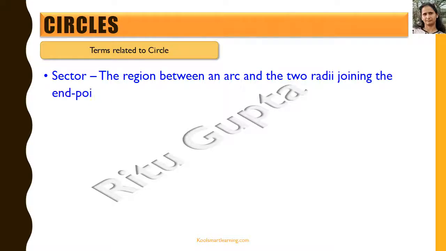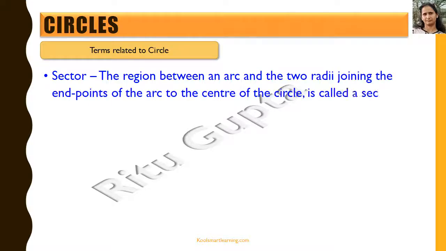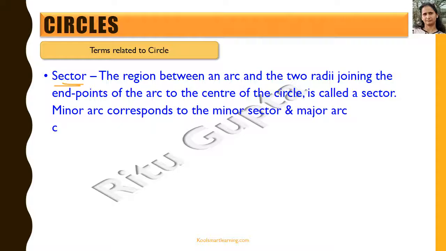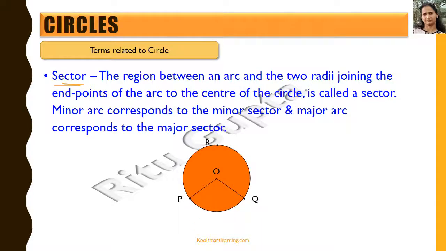Now we have another term called sector. What do we mean by the sector? A sector is a region between an arc, say for example in this figure the arc PQ, and the two radii joining the endpoints of the arc. The endpoints of the arc are P and Q. If we join these two points separately with the center of the circle, which is O, we get OP and OQ as the two line segments.